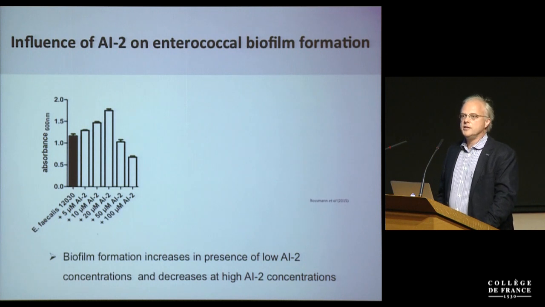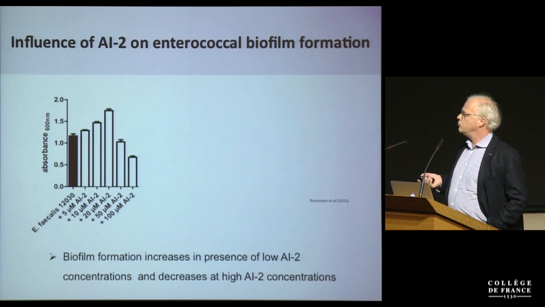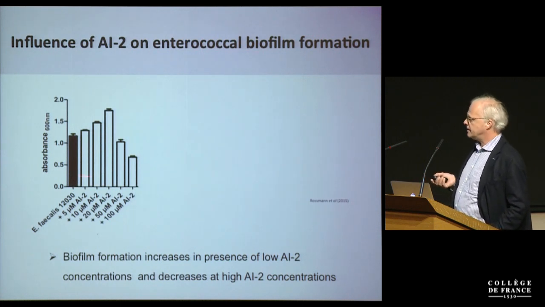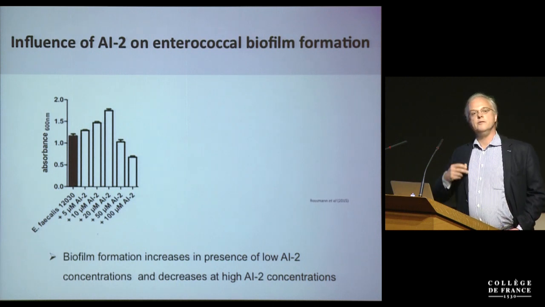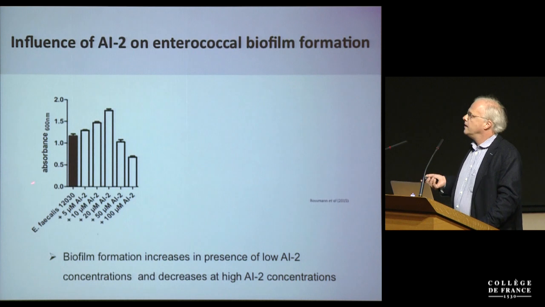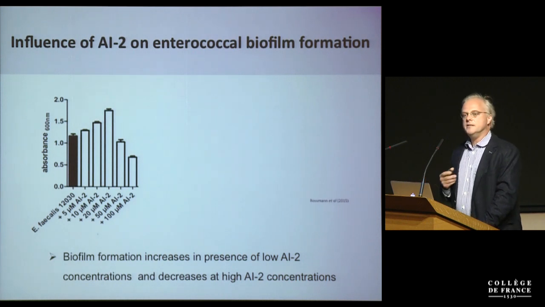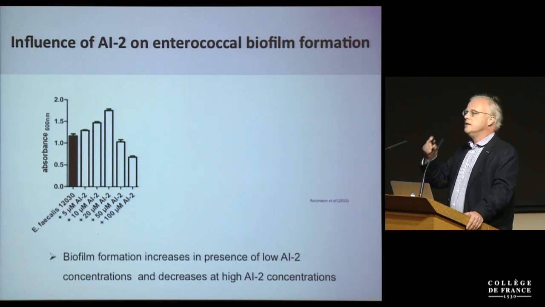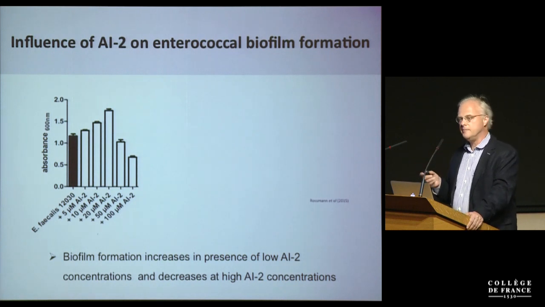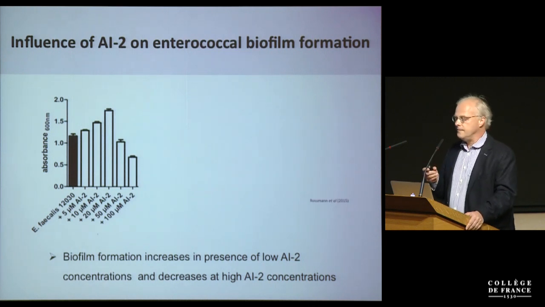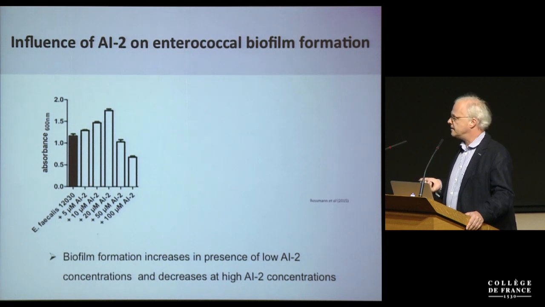We then started to add exogenous autoinducer 2 to growing cultures to see what happens. So we have this bacterium, an Enterococcus faecalis strain that forms a good biofilm. The biofilm assay is basically the one that you have also heard about in one of the previous talks, where you grow the bacteria in a microtiter plate. The bacteria attach to the plastic. You empty the wells and you stain the bacteria that have attached to the plastic.